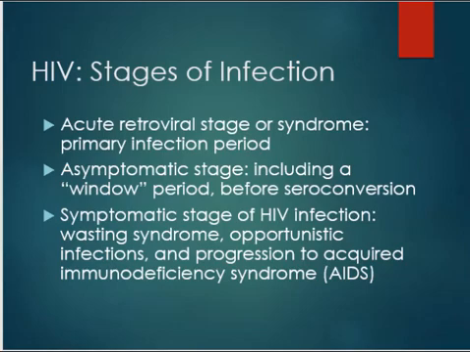There are different stages of infection, the first being the acute retroviral stage, and this is the primary infection period. The next is the asymptomatic stage, including the window period before they seroconvert, and then the symptomatic stage, and this is when you may see more wasting, infections, progression to an AIDS syndrome.